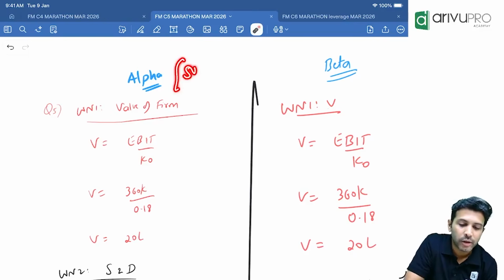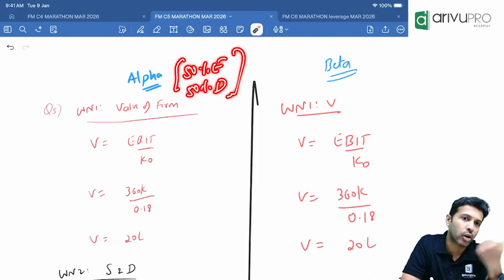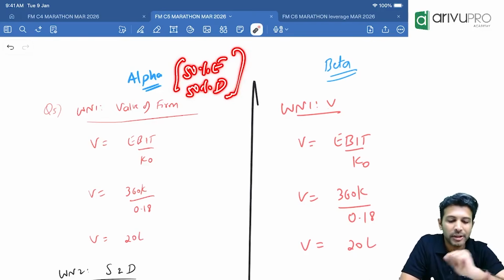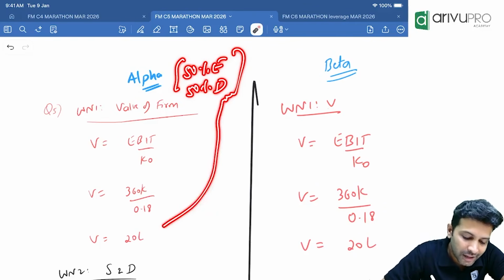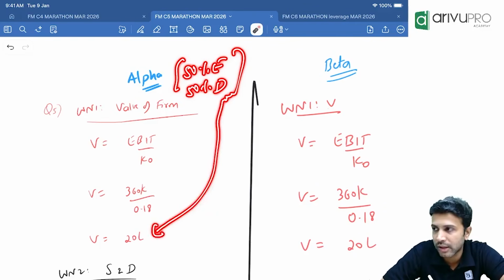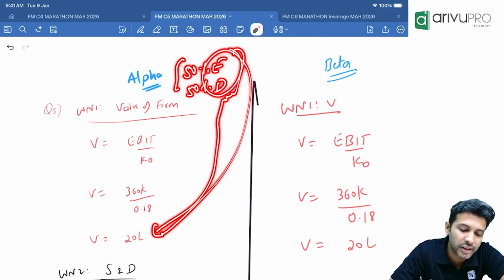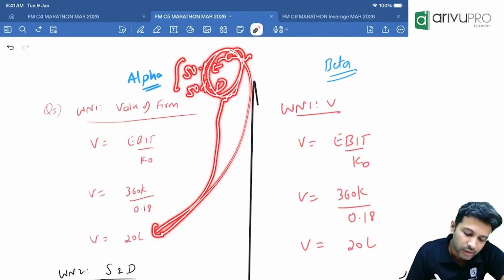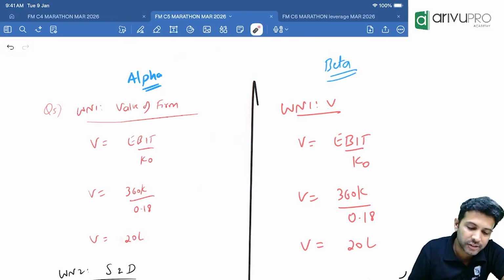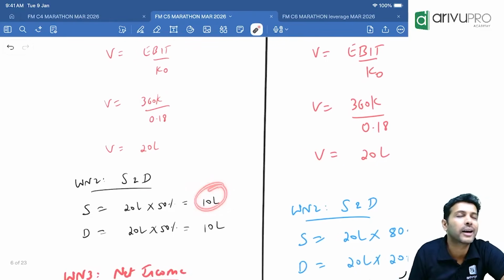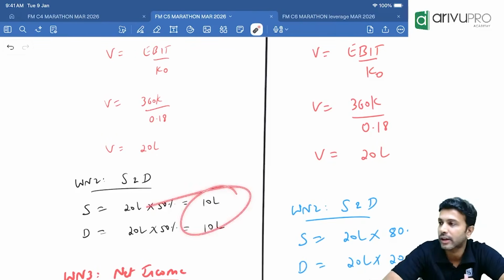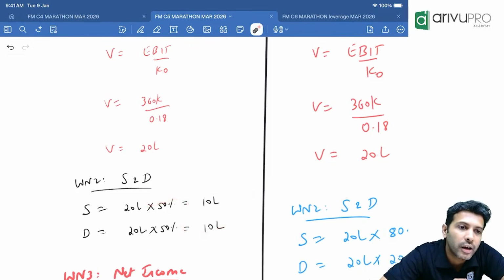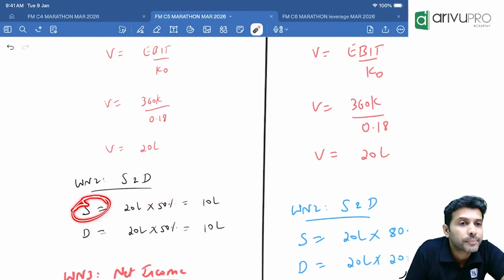Now for Alpha, they only told 50% equity, other 50% debt. Tell me, if the total value of the firm is 20 lakh and it is 50% equity, 50% debt, what is the market value of equity? 50% of 20 lakh, which is how much? 10 lakh is the market value of equity, 10 lakh is the market value of debt. That's your next working note. Alpha. Done now.